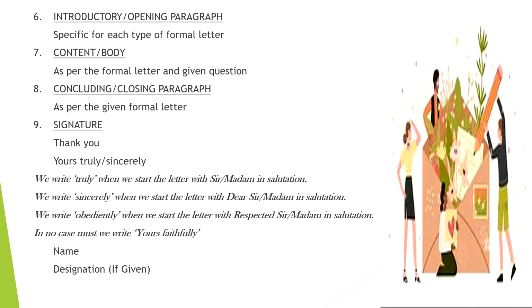Sixth is the introductory or opening paragraph, which is specific for each type of formal letter. Then we have content or body, and then we have concluding or closing paragraph. This is also specific for each type of formal letters. Let me explain here for the students. After the salutation, the letter is divided into 3 parts, 3 paragraphs: the opening paragraph, the body or the content, and the third one is concluding or closing paragraph.